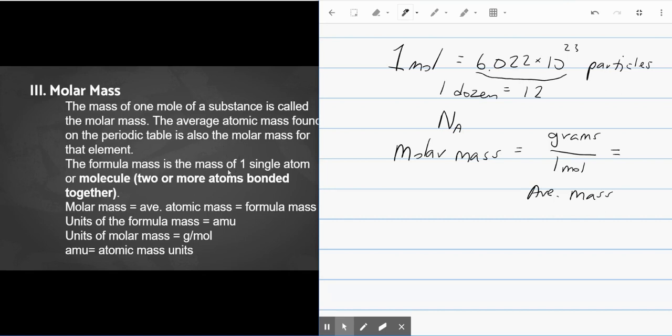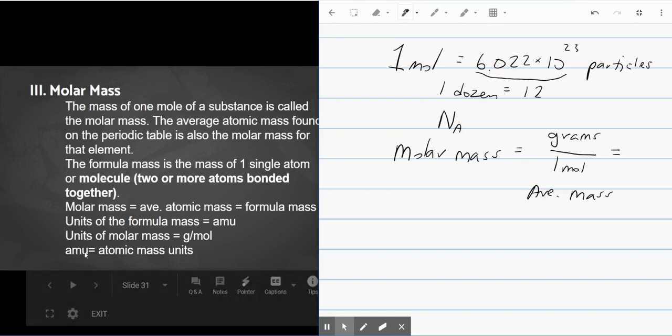Okay, so it's found on the periodic table, and it is sometimes called the formula mass, also the molar mass. They are numerically exactly the same. Formula mass is talking about 1 single atom or molecule. So the units for formula mass are AMU. The units for molar mass are grams per mole. What we are going to use is molar mass. So we're going to be using these grams per 1 mole. And the AMU that I mentioned earlier stands for atomic mass units. They're very tiny units. So if you're talking about a single atom, the mass of that single atom is going to be an AMU, or atomic mass units.